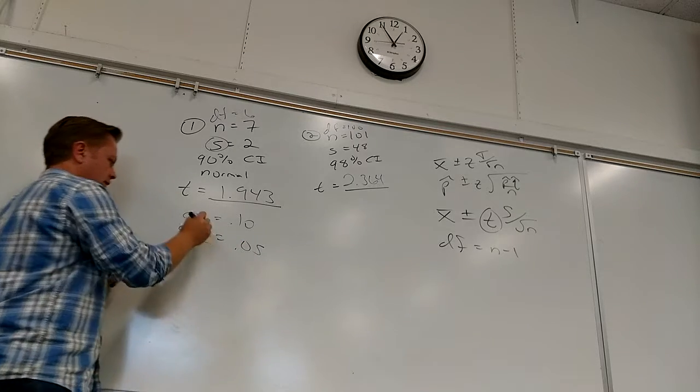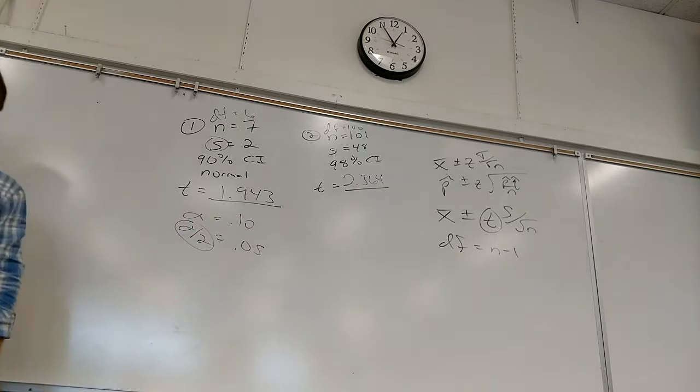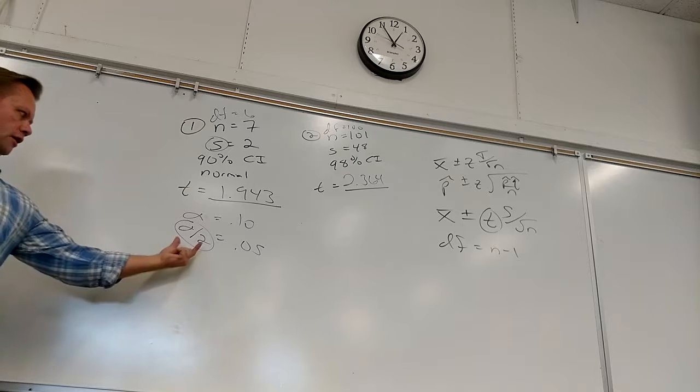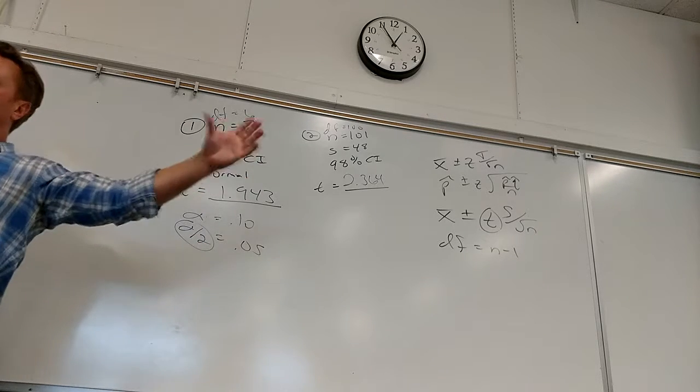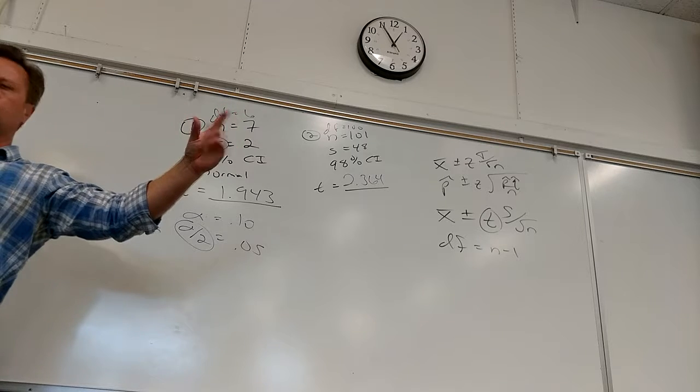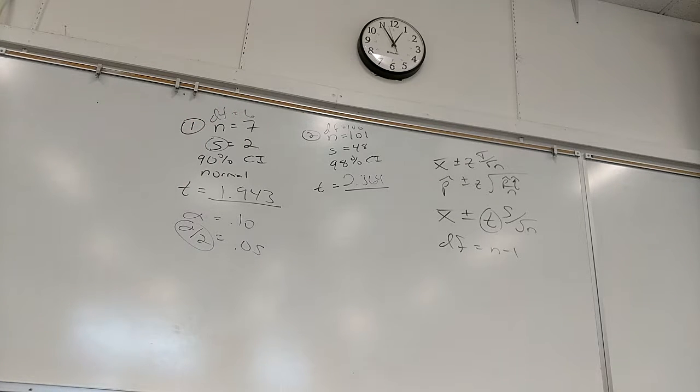0.05. So if you ever see this symbol in your reading of the stats book, which you're doing, you'll understand what it means. They just cut it in half because there's two tails, right? So alpha would be 0.10. That's the area in the tails. And alpha over 2 would be 0.05. That's the area in the one tail. If you ever see those symbols, that's what that means.